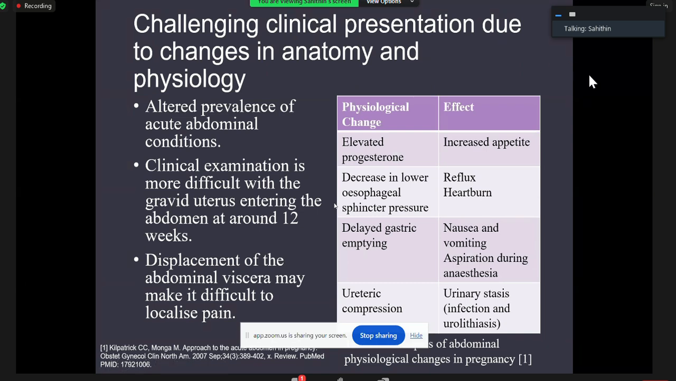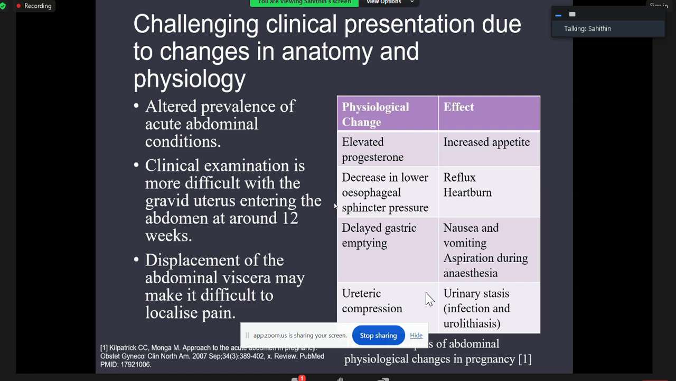But yeah, so going back to why clinical presentation is challenging, it's because there is displacement of the organs by the gravid uterus. So your appendicitis would not present with right iliac fossa pain. They may present with right upper quadrant pain. It is difficult to localize pain due to the altered anatomy. And again, clinical examination in the second and third trimesters becomes more difficult, with the gravid uterus occupying most of the abdomen.